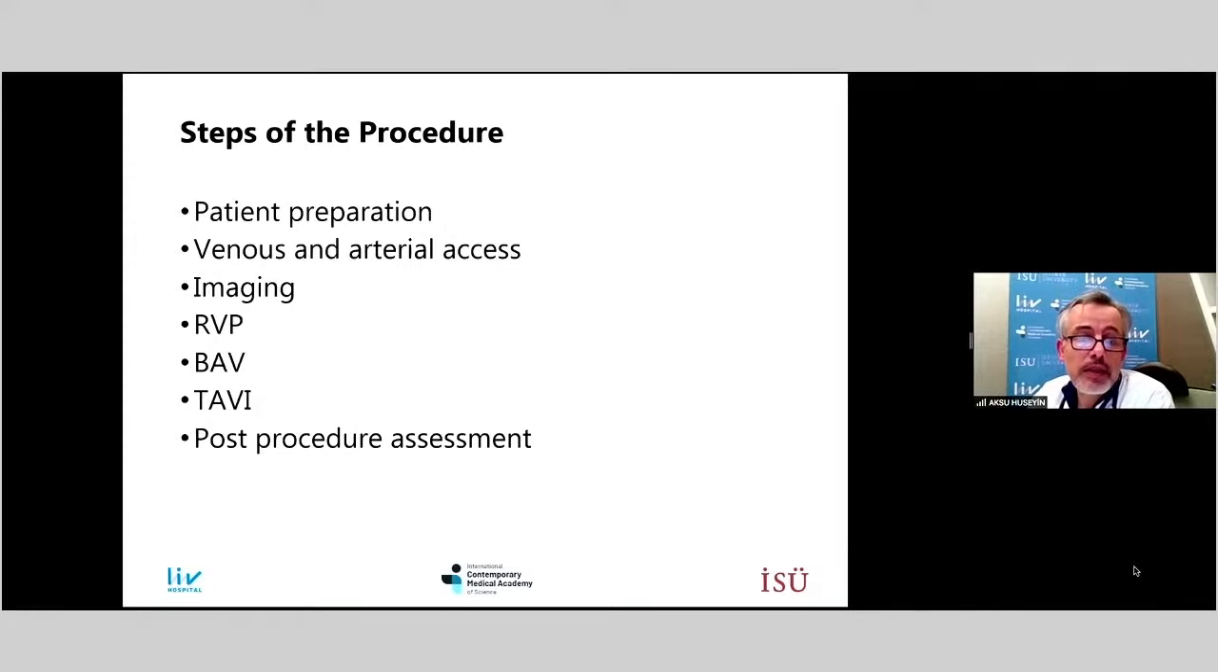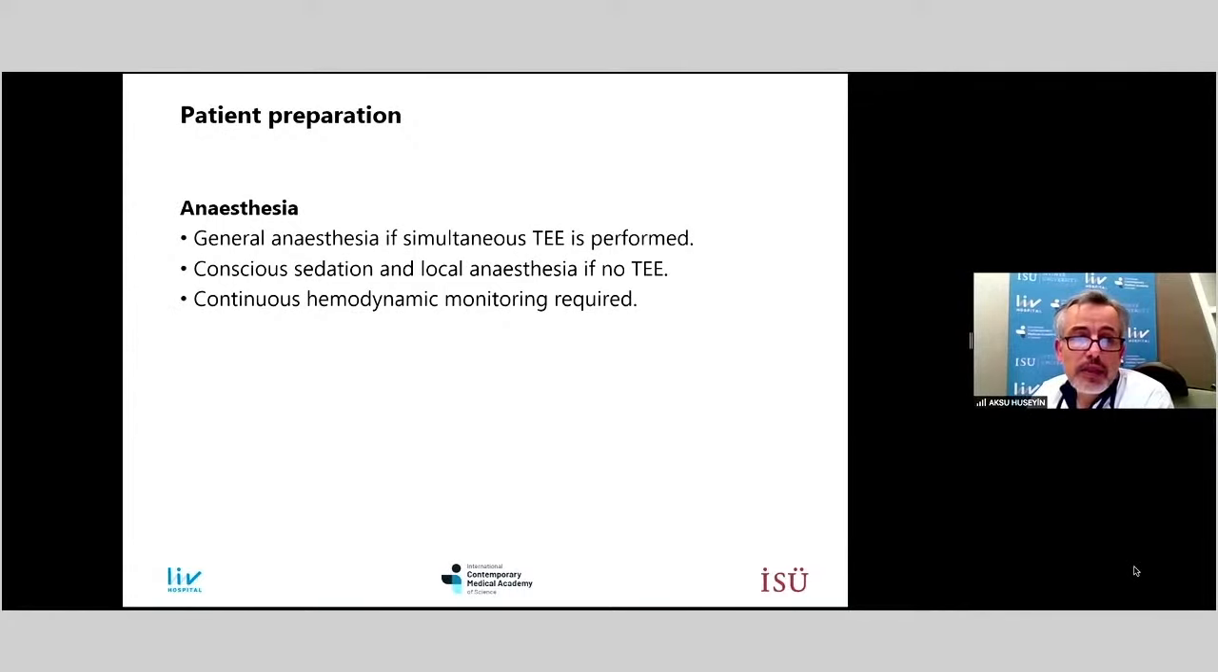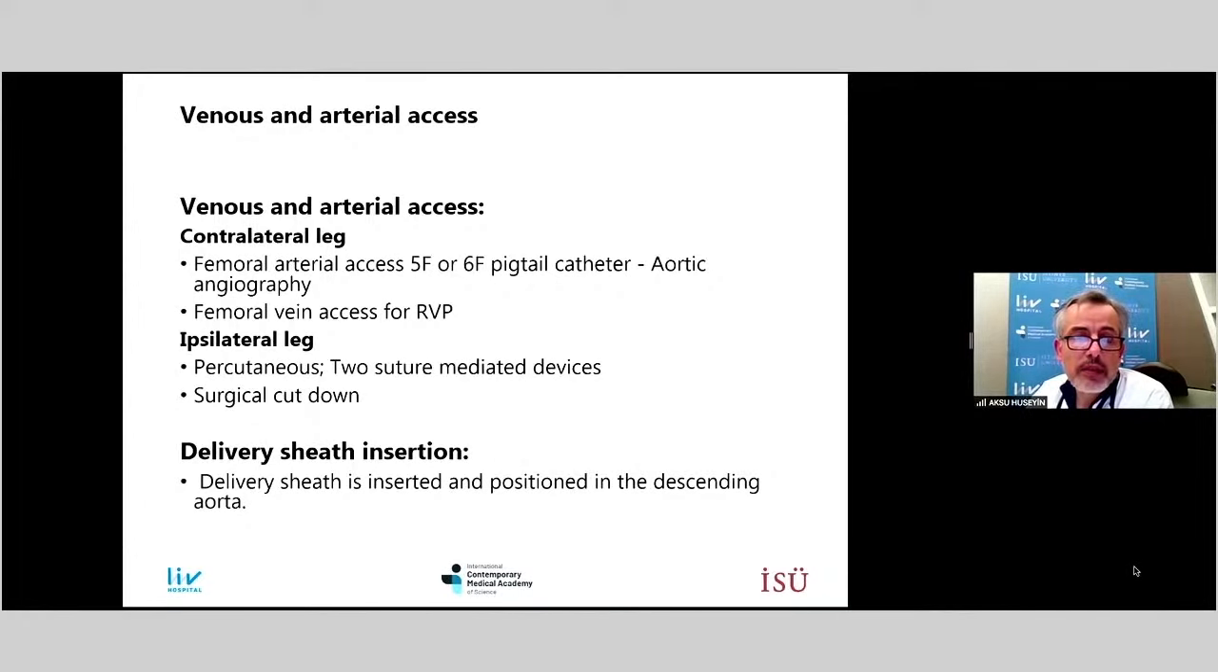Шаги в процедуре. Подготовка пациента, венозный и артериальный подход, подготовка пациента, анестезия. Также это все может быть выбрано пациентом и врачом. Для того, чтобы начать процедуру, нам нужно минимум два входа, венозный и артериальный, с катетерами в артерии 5F или 6F.